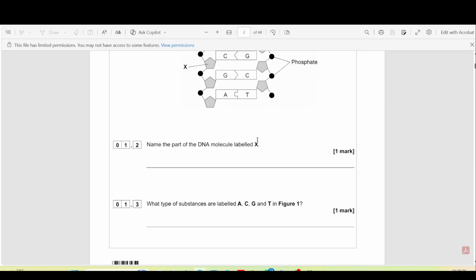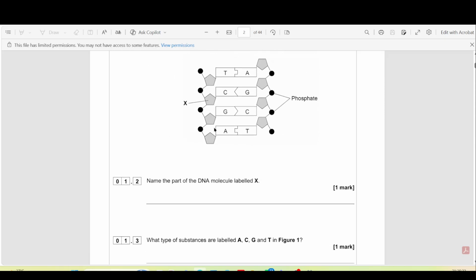Name the part of DNA molecule labeled X. I don't know that. This is sugar. Okay. Sugar molecule. Yeah, deoxyribose sugar or sugar molecule.